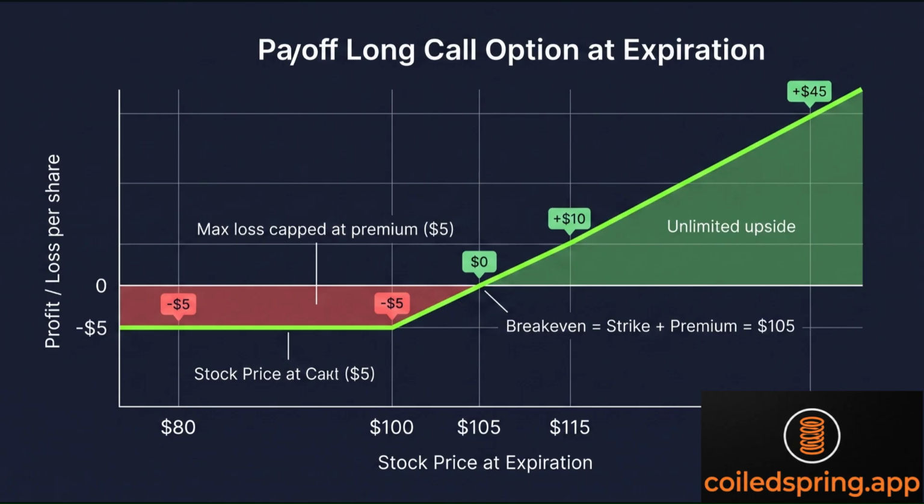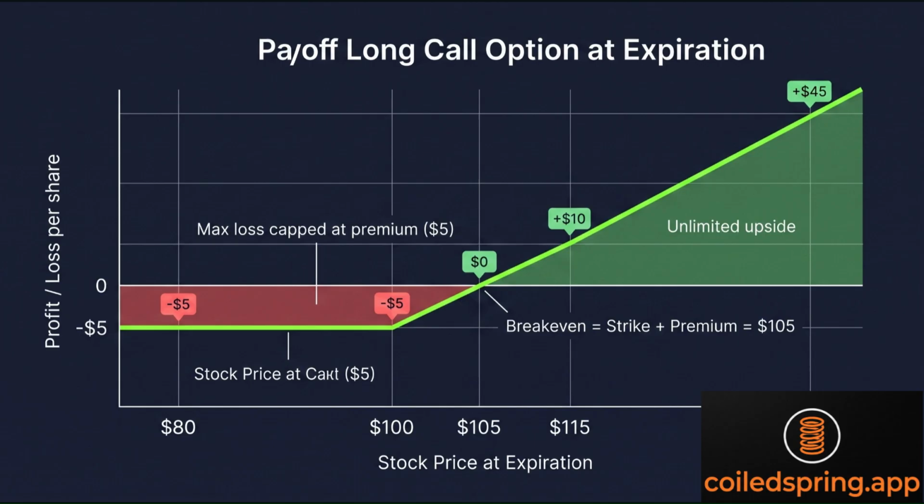This is the payoff shape that traders call the hockey stick. From $0 down to the strike, the payoff is flat. You lose exactly the premium no matter how low the stock goes. Then at the strike, the line starts rising linearly. Every dollar the stock rises above break-even puts another dollar in your pocket per share.